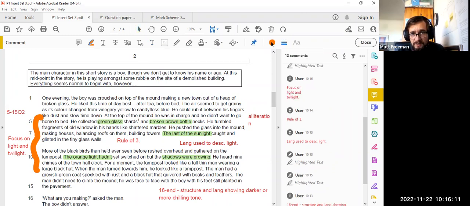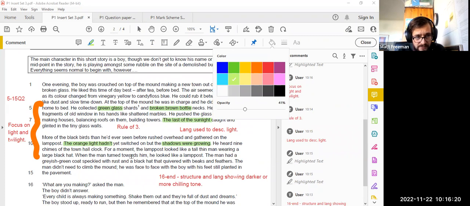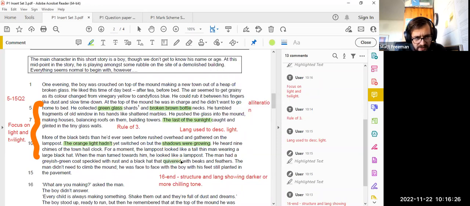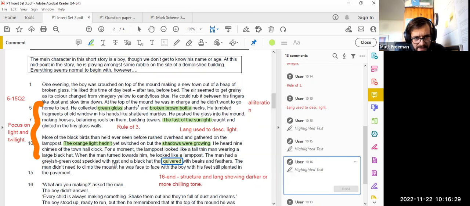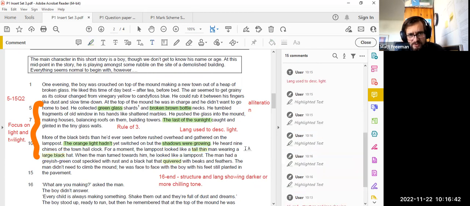So once again, back with this. And again, what I am doing is I am specifically looking for language here. There's some interesting verbs here, like quivered is an interesting one, hat that quivered with beaks and feathers. And again, I'm seeing some interesting adjectives. Tall, thin man wearing a large black hat. So some interesting word choice here.